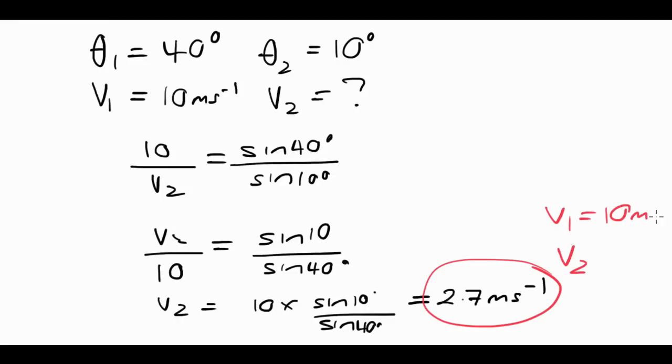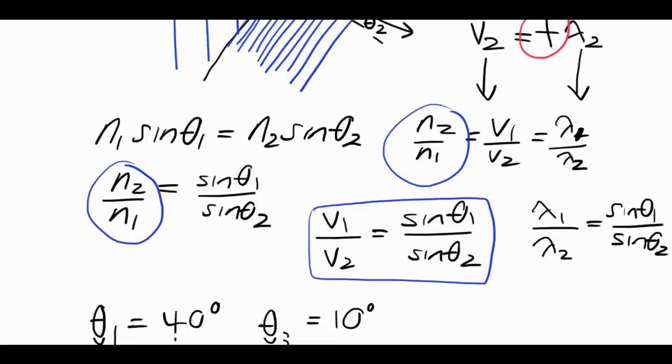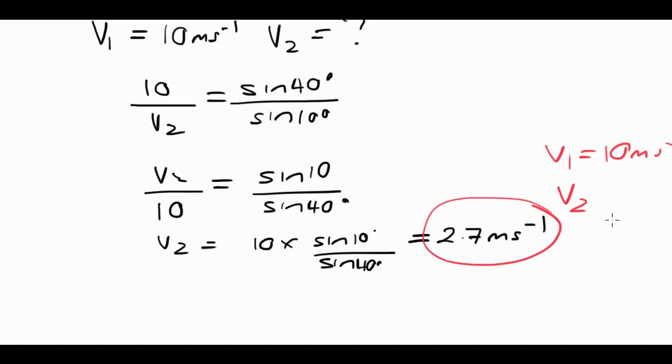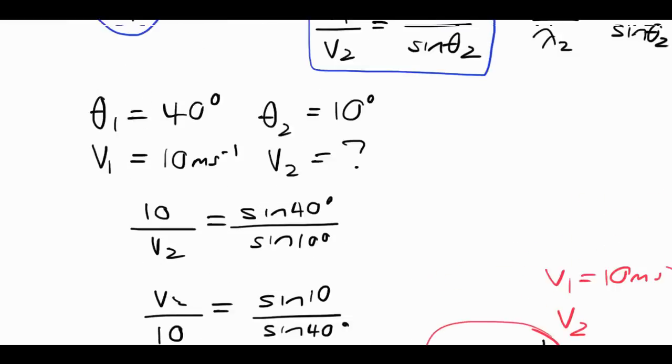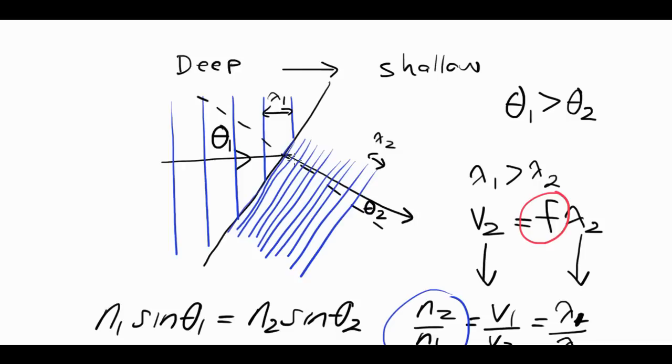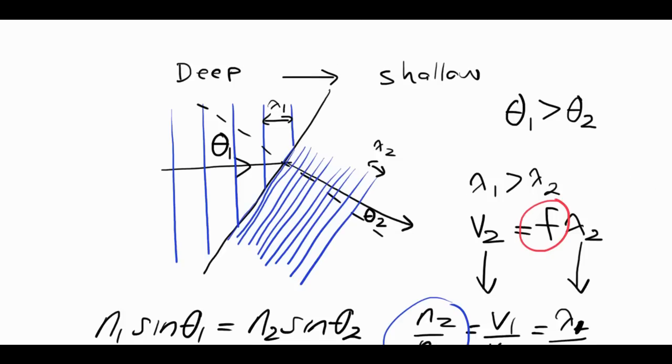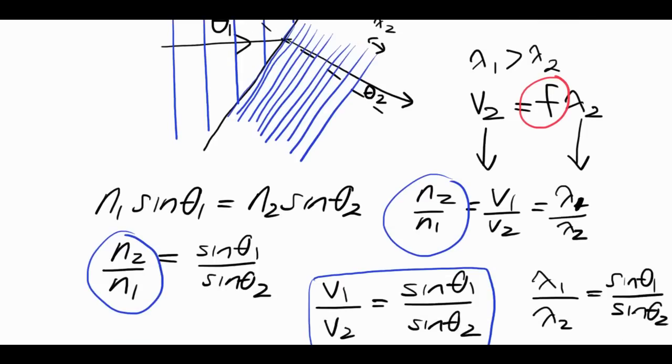The velocity has reduced, which makes sense because when you have a water wave going from a deep region to a shallow region, we know that four things are true. Number one, the wave will slow down. It will bend towards the normal. The wavelength will reduce, and all of that is true because the frequency will remain the same in both cases.